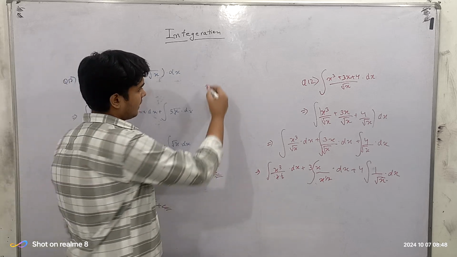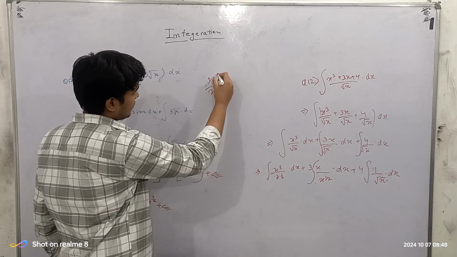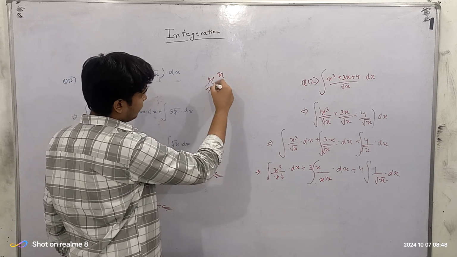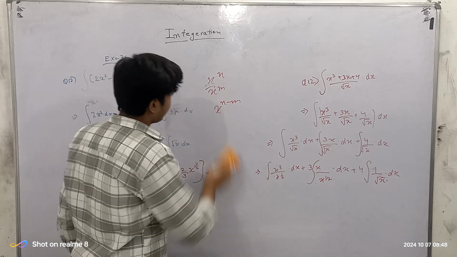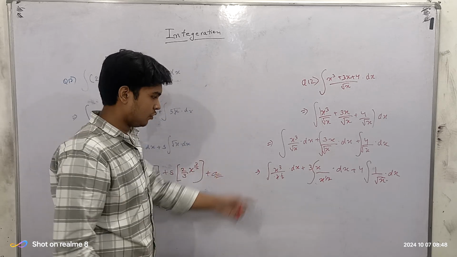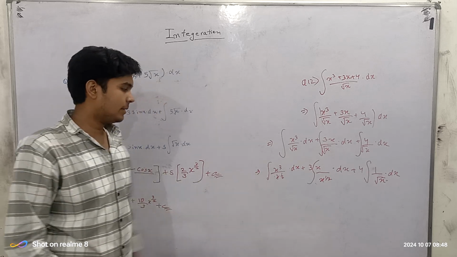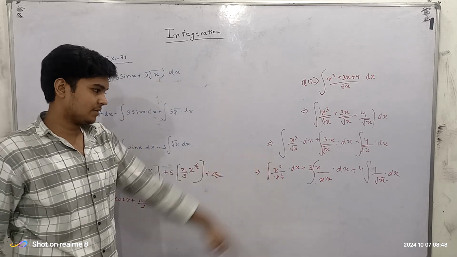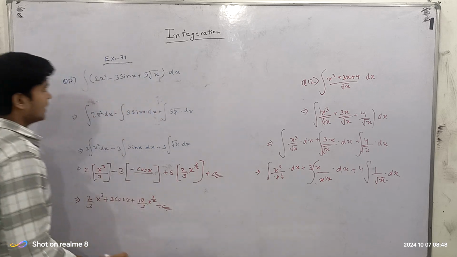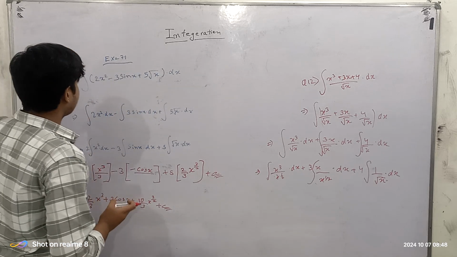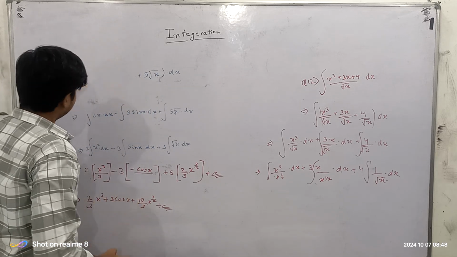Exponent we have learned, x to the power n by x to the power m. If the base is the same, x to the power n minus m. The exponents get subtracted. After subtracting we will multiply by 3. Integration will be done after subtracting, as into dx is given. This is the important question of exercise 7.1. Exercise 7.1 is finished.